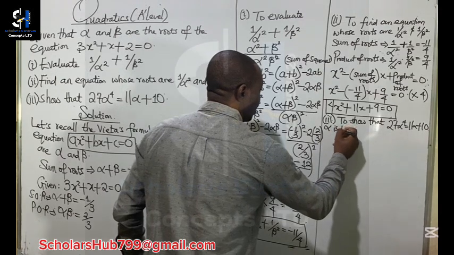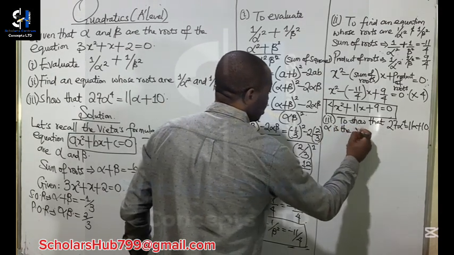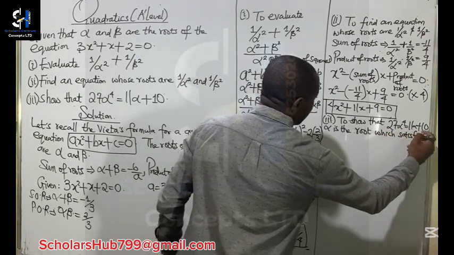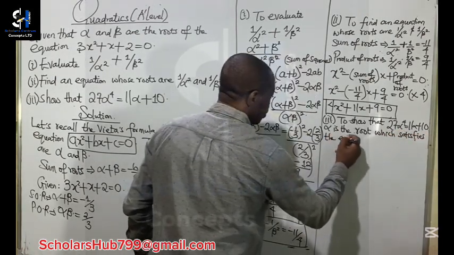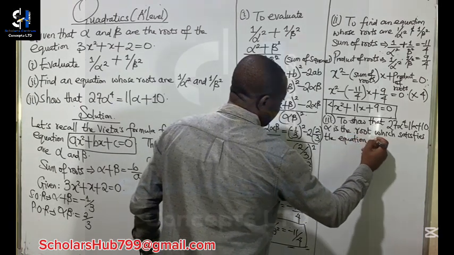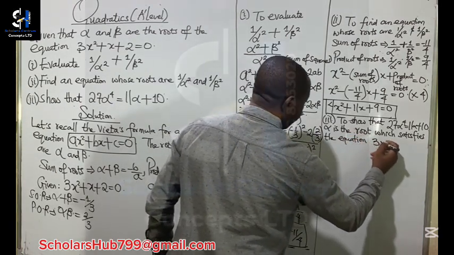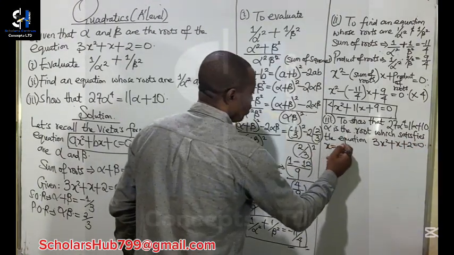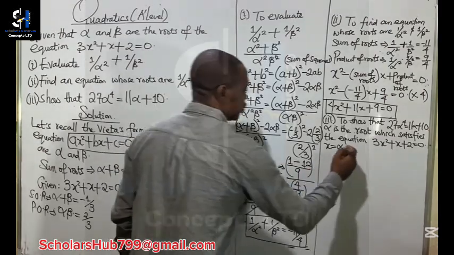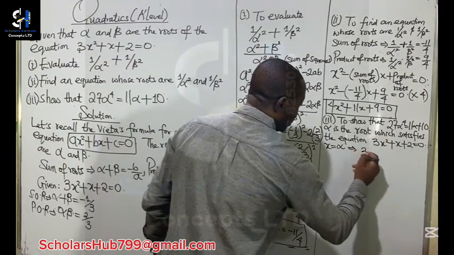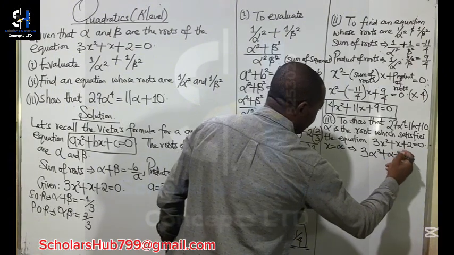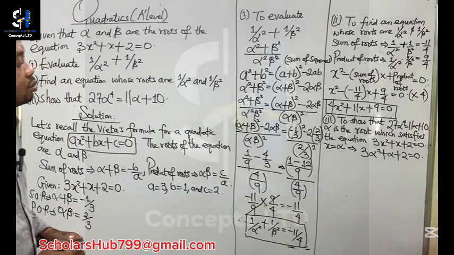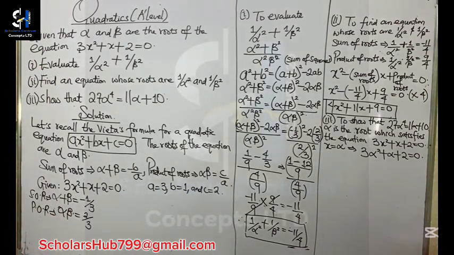Okay, alpha is the root which satisfies the equation 3x squared plus x plus 2 equals 0. So we can say that x equals alpha, so this will be 3 alpha squared plus alpha plus 2 equals 0. Okay, so this is what we're going to do.